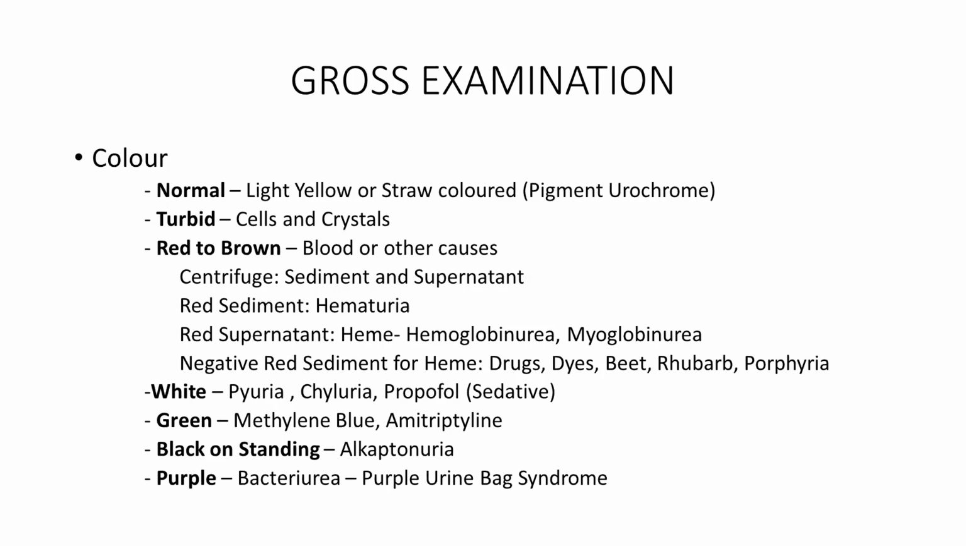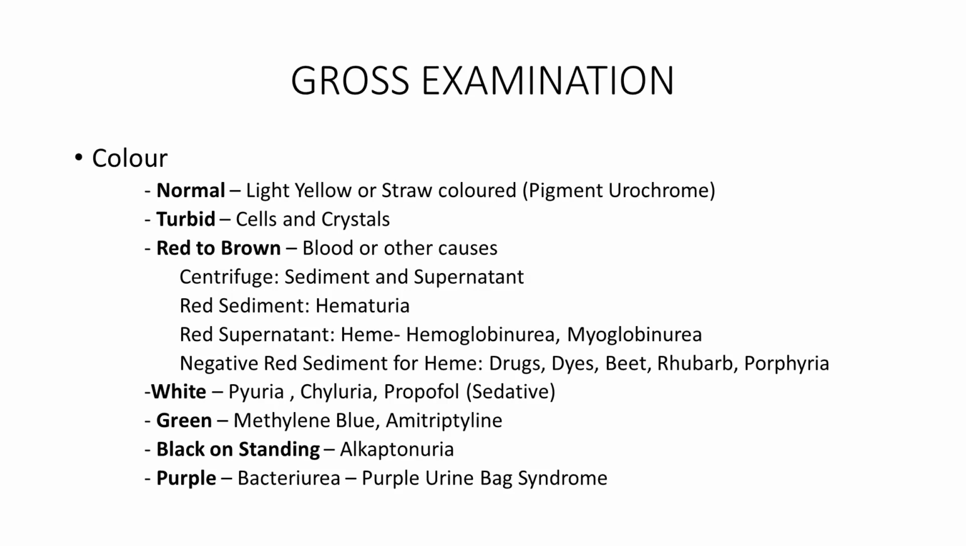And then the color. Color is very important. The normal color of urine is light yellow or straw colored. Sometimes it is also called amber colored. It is basically due to the presence of a pigment called urochrome. If the urine is turbid, it is mainly because of cells and crystals embedded in it. Red or brown colored, blood and other causes.